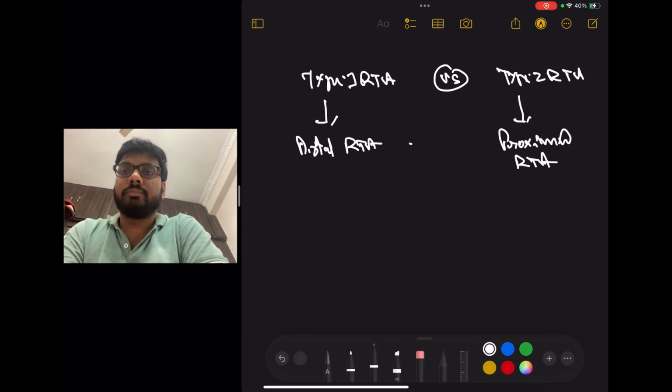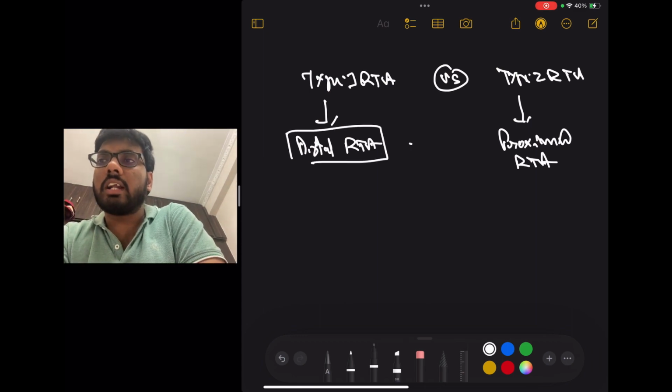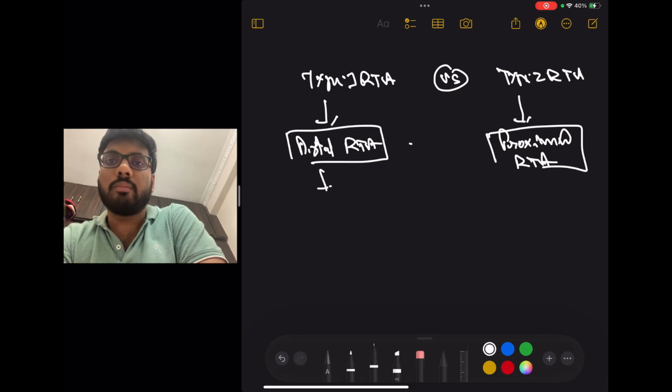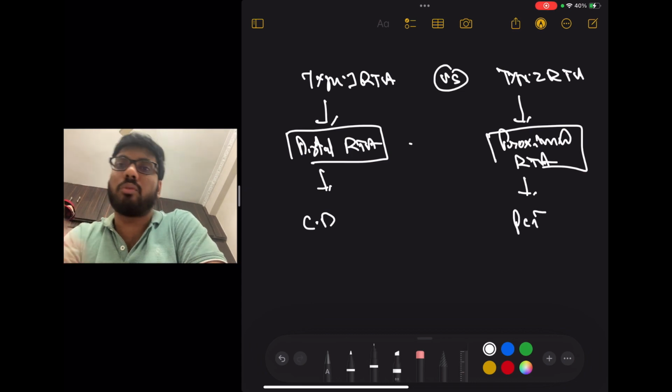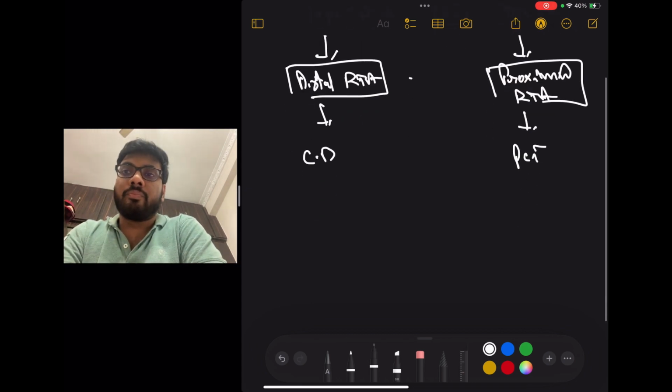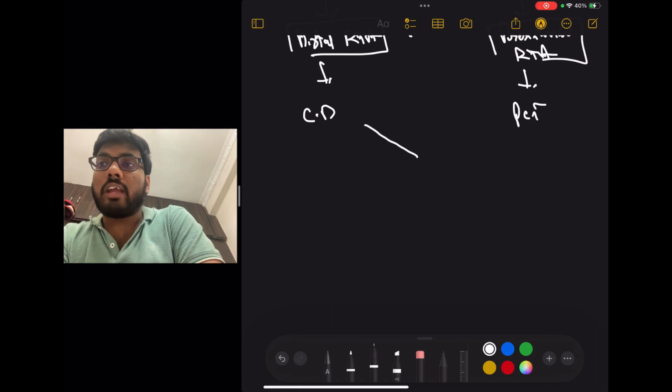Okay, type 1 RTA is distal RTA, type 2 RTA is known as proximal RTA. Distal RTA means the part of the nephron that is actually affected is the collecting duct. Type 2 is a proximal RTA, that is the part of the nephron that is actually affected is the PCT, proximal convoluted tubule. Right. What are the common features of type 1 and type 2 RTA?